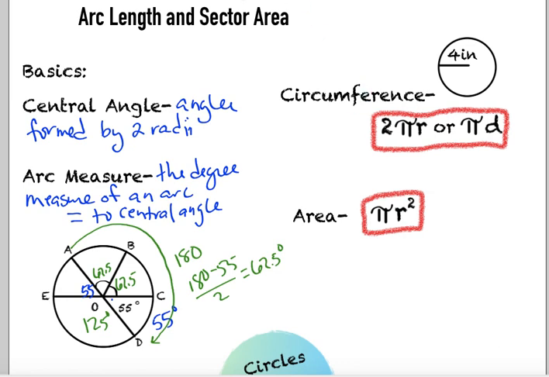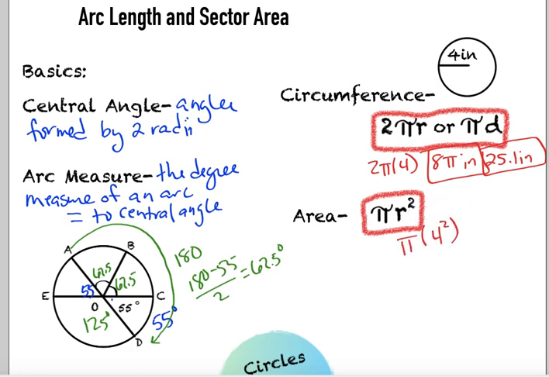Circumference is going to be used. Circumference formula, 2 pi r or pi d. For this circle here where the radius is 4, you would do 2 pi times 4, giving you 8 pi inches for the circumference, or approximately 25.1 inches if you got that as a decimal value. For area, pi r squared. So pi times 4 squared, that'd be 16 pi inches squared, and 16 pi as a decimal would be 50.3 inches squared. So either of those answers is good for that.